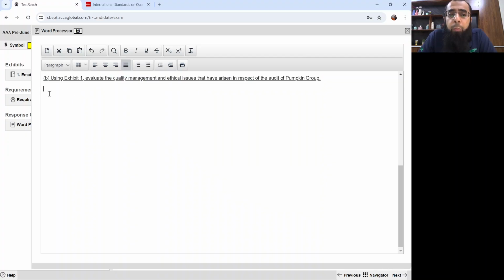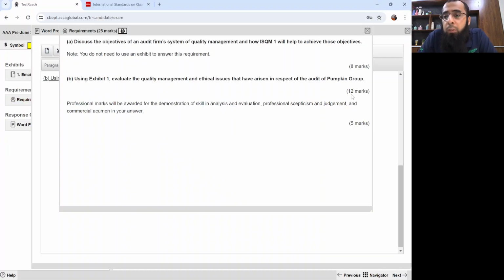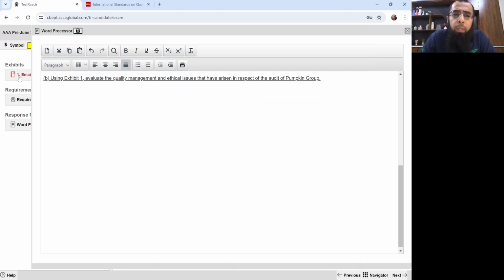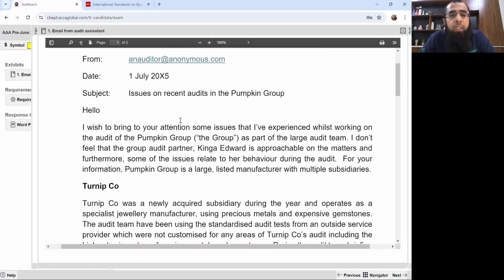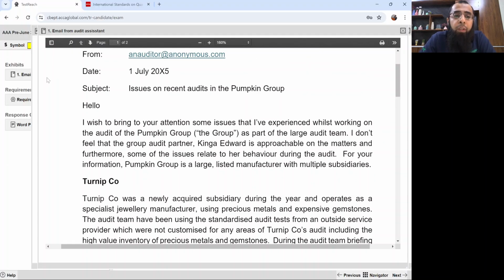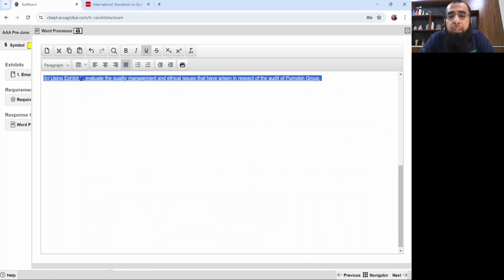Now comes a good requirement, which is a 12 marks requirement, and that's relating to Exhibit 1. This was a very easy one. There are so many ethical issues in this scenario. You just need to pick up those issues and refer to them: evaluating the quality management and ethical issues that have arisen in respect of the audit of Pumpkin Group. You just need to refer to 12 issues which exist in Exhibit 1. Okay, let's look at it.